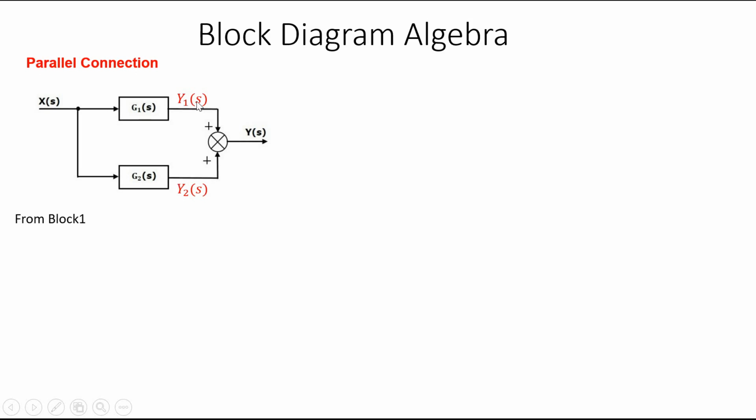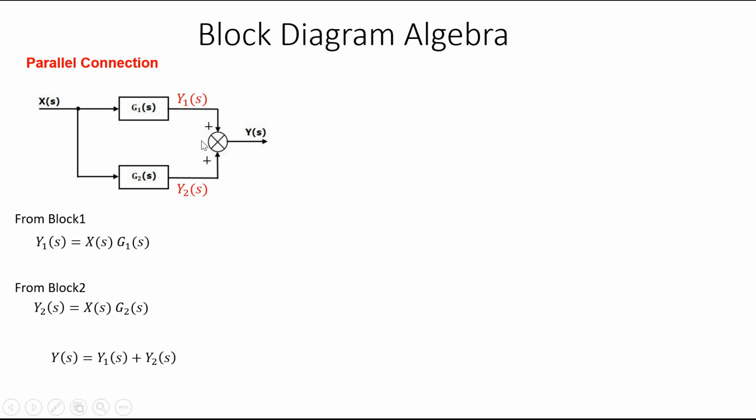So from the first block we can say that Y1(s) is the output, and its input is X(s). So we can write Y1(s) equal to X(s) into G1(s). Similarly, for block 2, Y2(s) is the output of block 2, and the input is X(s). So this output is equal to input times this one, so Y2(s) equals X(s) into G2(s).